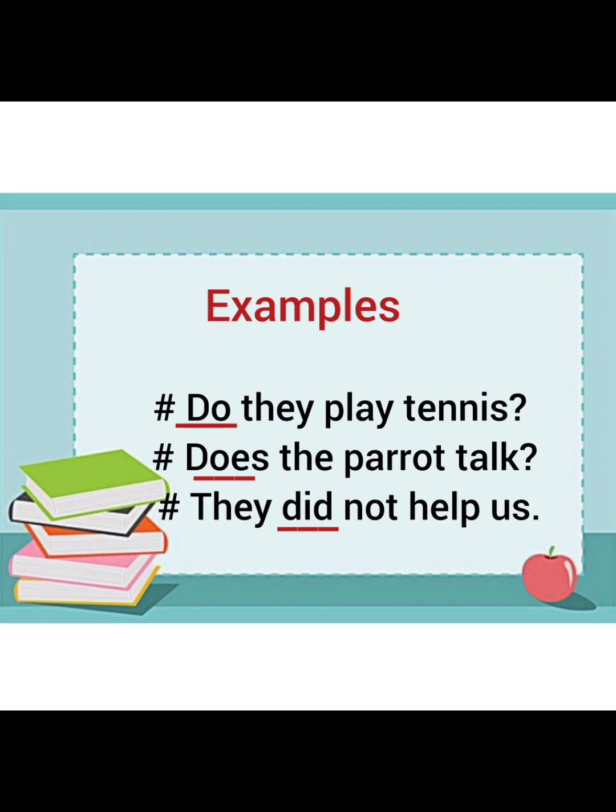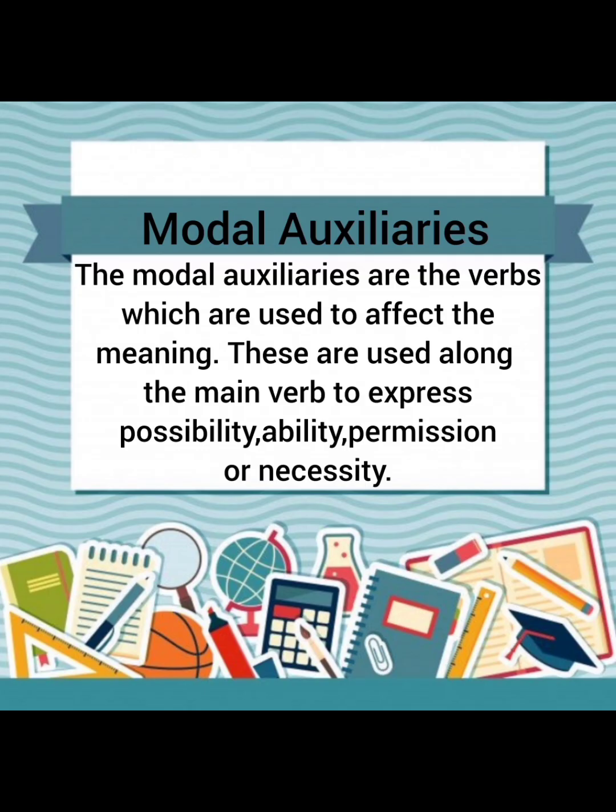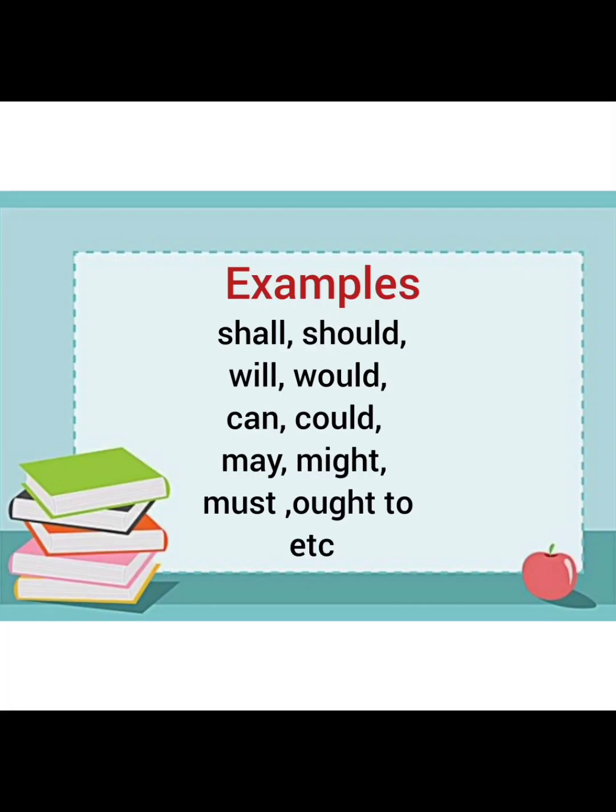Then next we have the modal auxiliaries. The modal auxiliaries are the verbs which are used to affect the meaning. They are also considered as helping verbs. These are used along the main verb to express possibility, ability, permission, or necessity. For example, shall, should, will, would, can, could, may, might, must, ought to, etc.